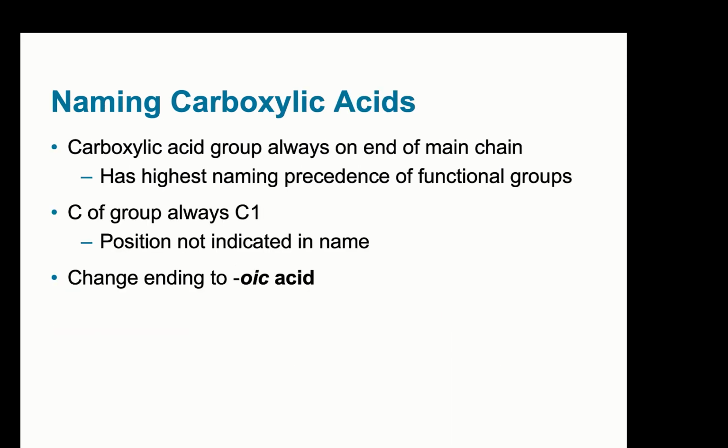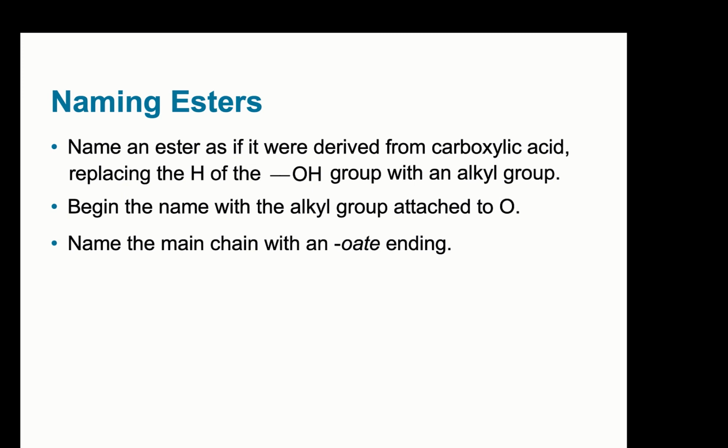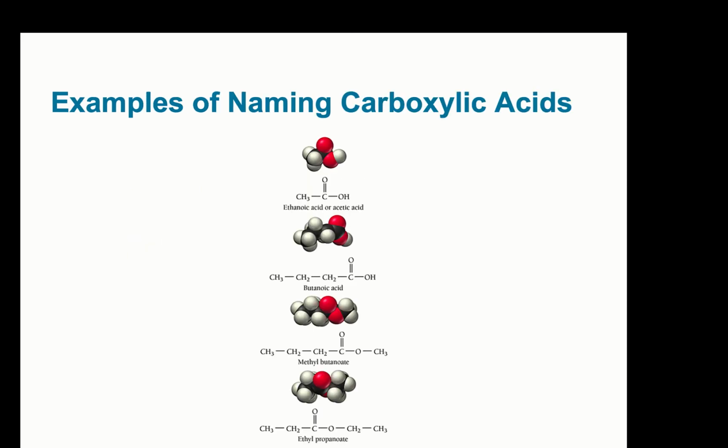Okay, so moving on to carboxylic acid. The carboxylic acid group is always at the end of the molecule, and you give it the ending -oic acid. So although I use acetic acid, it's ethanoic acid. Esters, you name as if the carboxylic acid, but then you add the alkyl group, and then you name the chain with the -oate ending.